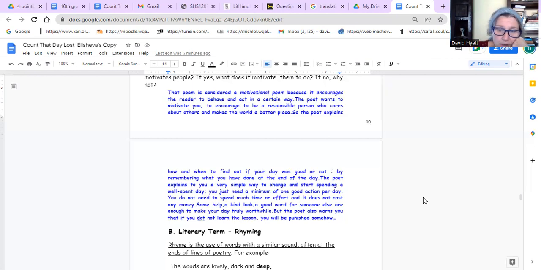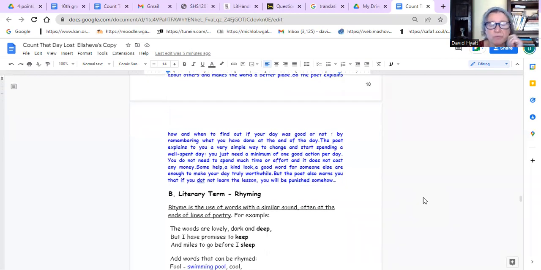But the poet also warns you, יש אזהרה, if you do not learn the lesson that she gives, you'll be punished somehow. That's why you have to count that day as worse than lost. If you have not done it, there'll be a punishment.